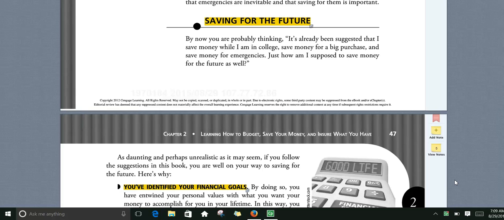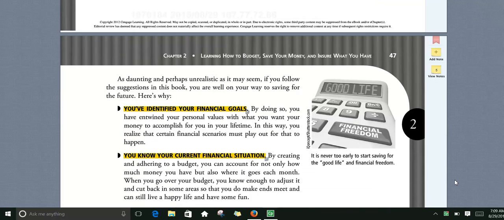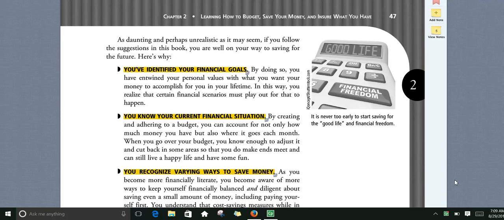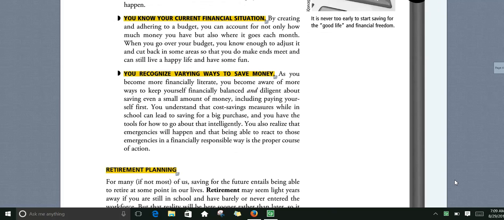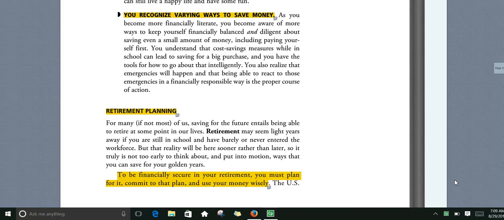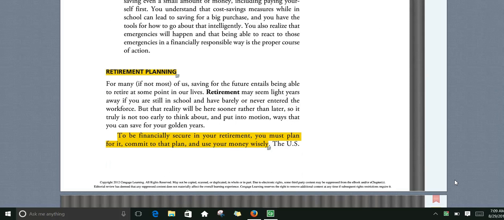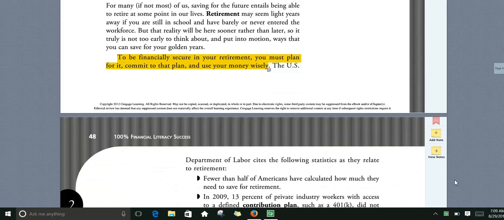Saving for the future. You've identified your financial goals. You know your current financial situation. You recognize varying ways to save money so far, hopefully. And so now we're talking about retirement planning. To be financially secure in your retirement, you must plan for it, commit to that plan, and use your money wisely.